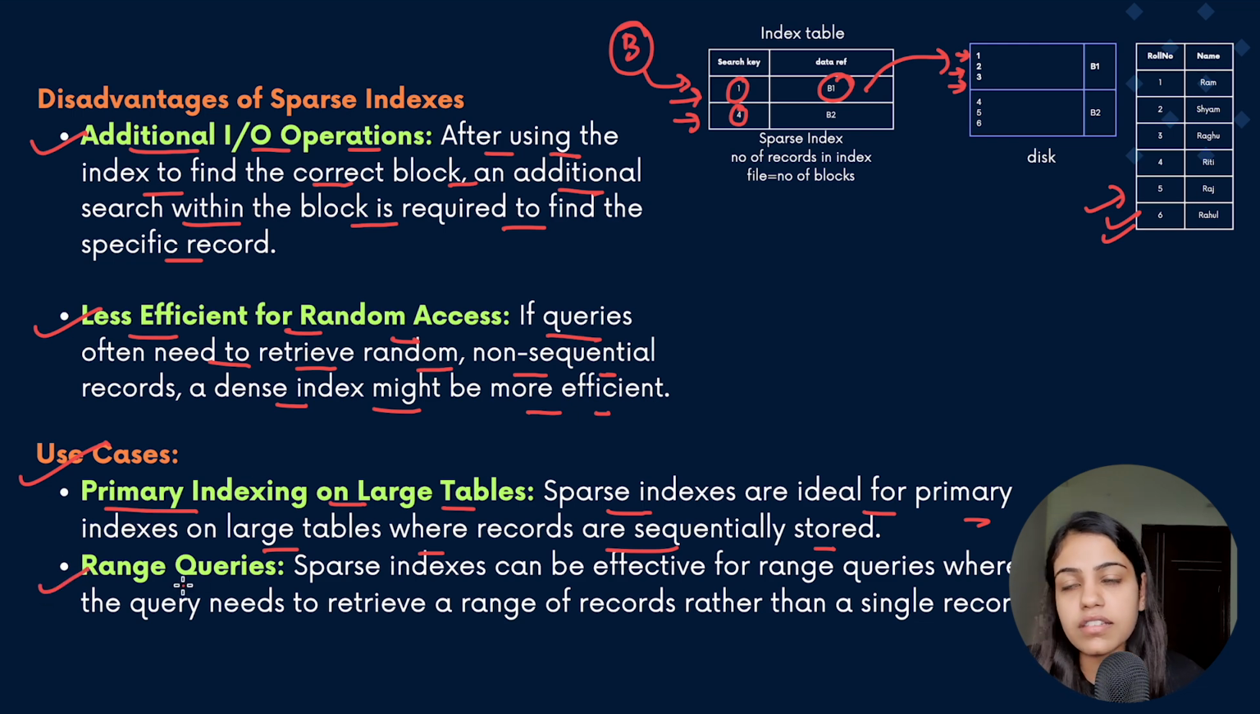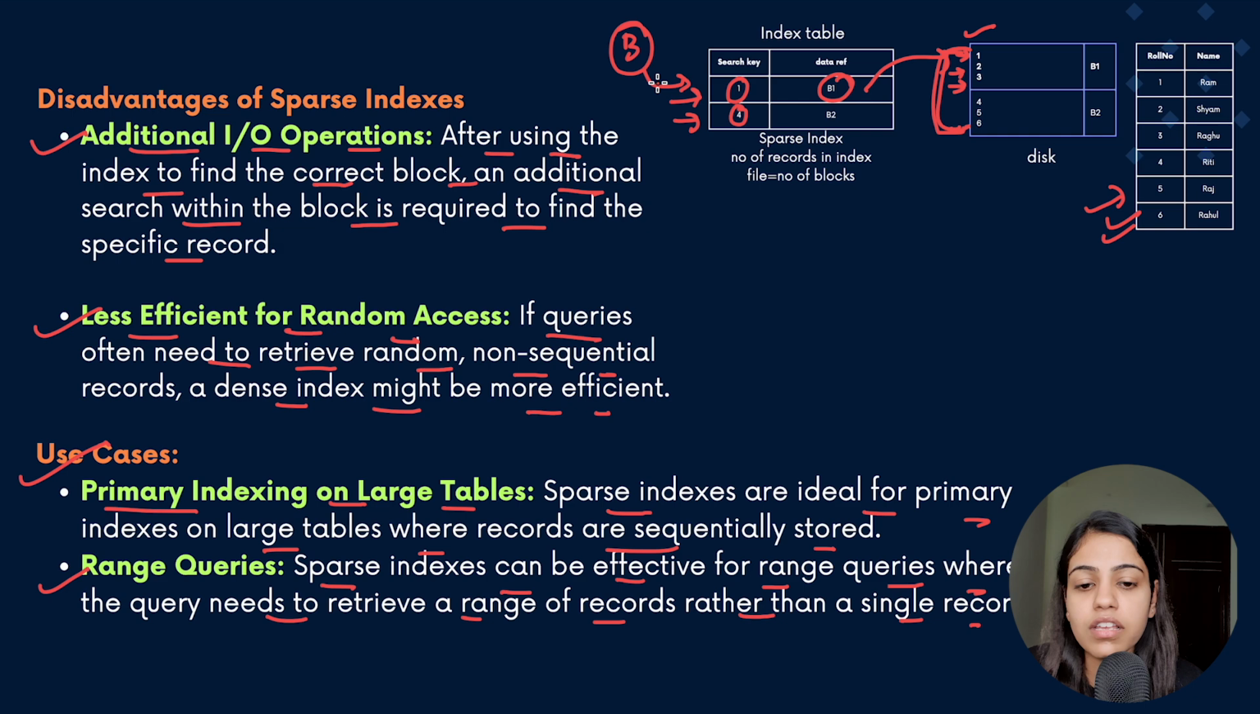Now the second one is range queries. Sparse indexes can be effective for range queries where the query needs to retrieve a range of records rather than a single record. Consider you want all the values or all the roll numbers between roll number 1 and roll number 6. Whenever you are performing range queries, you can use a sparse index, because here you only need to go to 2 rows, or only do 2 search operations, right? So you can see how fast you can get a group or range of data when you are using the sparse index.